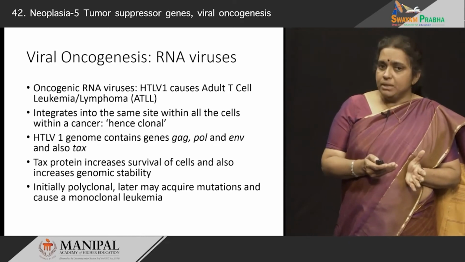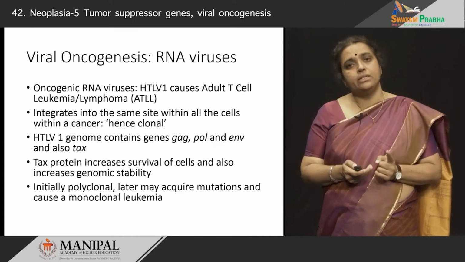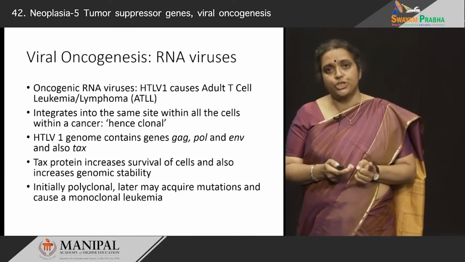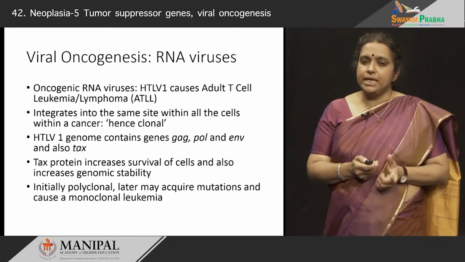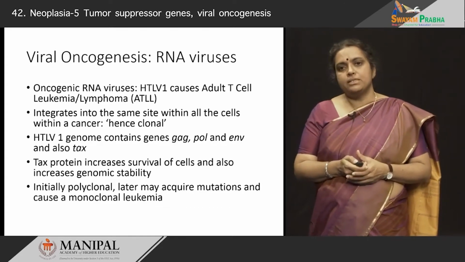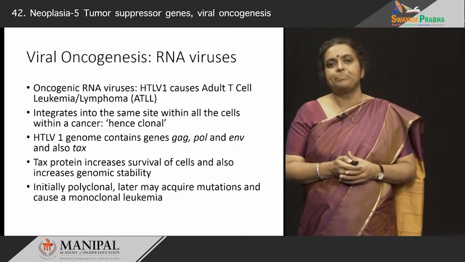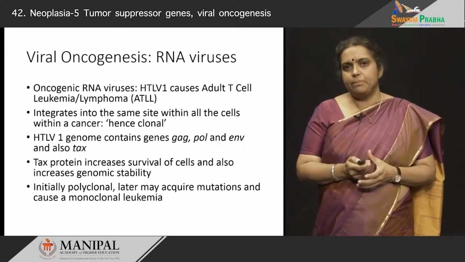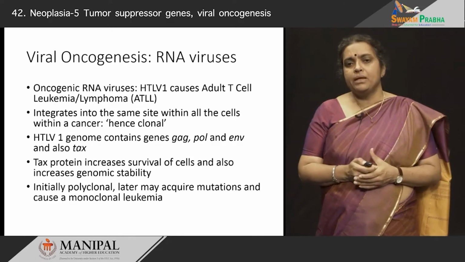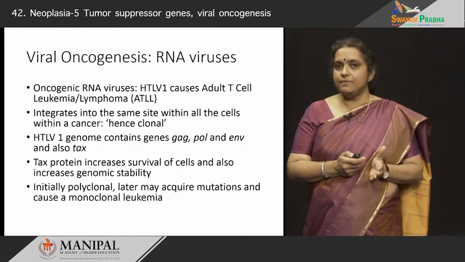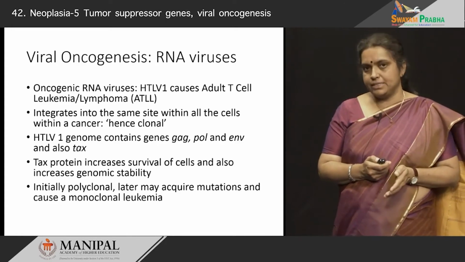Now, among the RNA viruses, the only oncogenic RNA virus we know for sure till now is what is known as the HTLV1 virus, which causes adult T cell lymphoma leukemia. It is a very rare disease, common only in Japan and the Caribbean islands, not so common in India, and as the name suggests, this is a virus which is very closely related to the HIV virus.